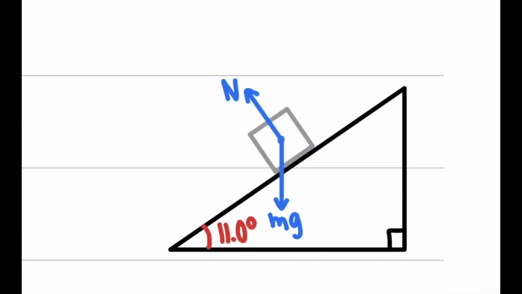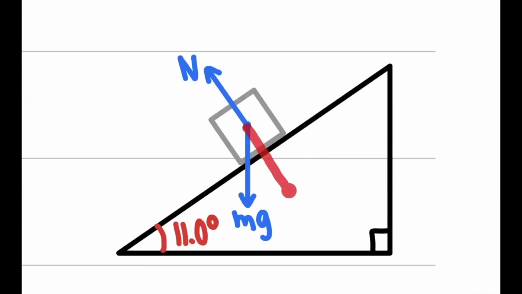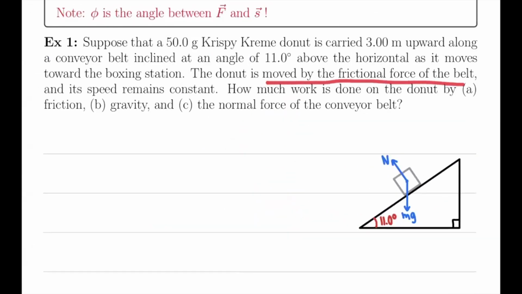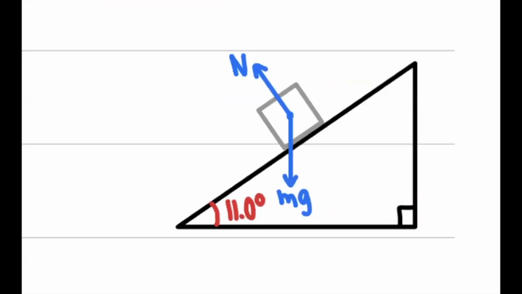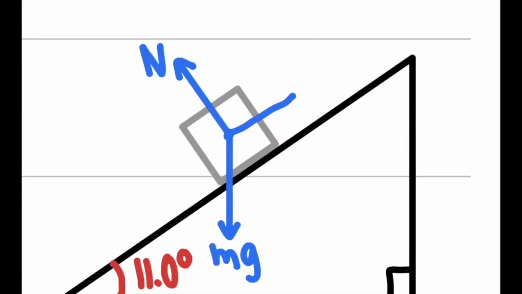Interesting. Well, it says that the speed remains constant. Speed constant means acceleration is 0, which means net force is 0. We already have net force in this direction because of the mg, so the friction has to be pointing up the incline to balance that out. Basically, the friction on the conveyor belt is what's preventing it from slipping down. Exactly. So that's what it says right here: the donut is moved by the frictional force of the belt. The donut wants to slide down the conveyor belt, but friction is stopping that. So friction is actually up the conveyor belt.